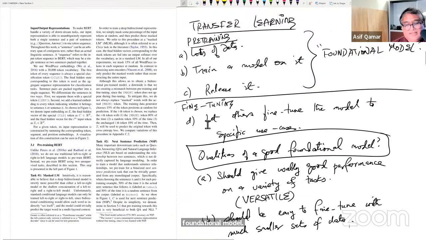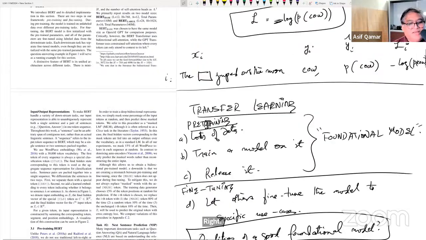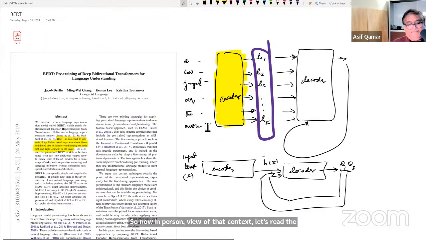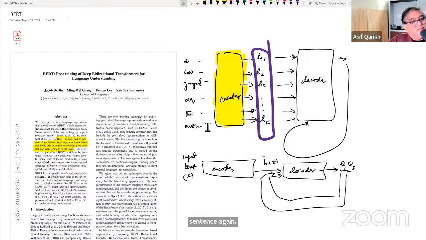Right? And then fine-tuning. So now, in view of that context, let's read this sentence again. Unlike recent language representation models, so forget that part, BERT is designed to pre-train deep bidirectional representations from unlabeled text. Let's focus on that part. Designed to pre-train. So what is the idea? You're trying to build a foundational model. You're pre-training it.